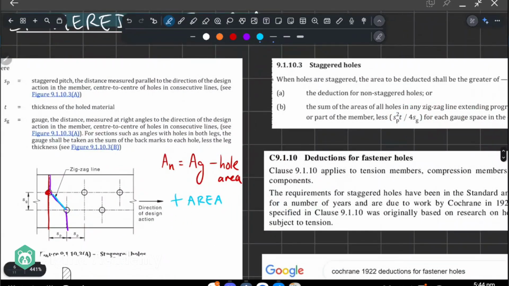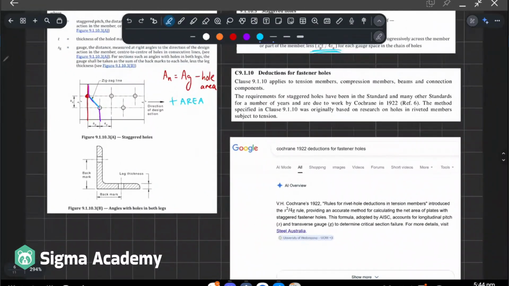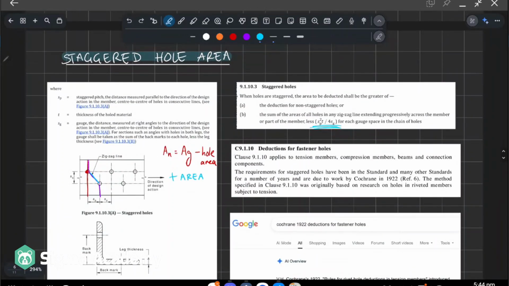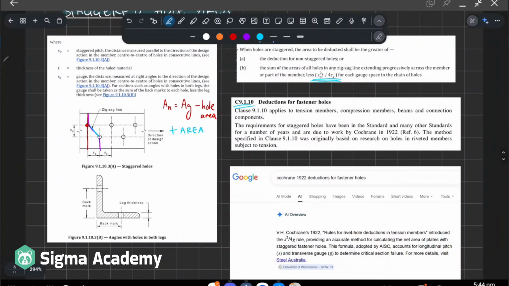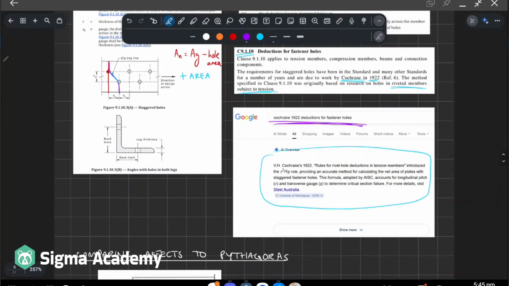So researchers have found that this is the formula which determines how much additional area you get. It's from this person, Cochrane. If you look in the commentary for the standards, they tell you that the work done by Cochrane in 1922 is based on riveted members subject to tension, but it carries over to bolted members as well. AI just gives you a quick summary. You can give that a read if you like. If you want to do the deep dive yourself, look for his paper.